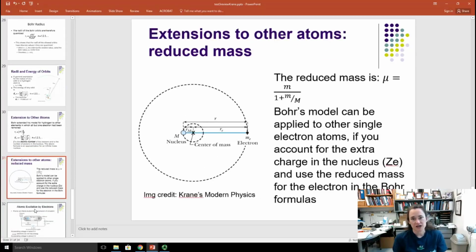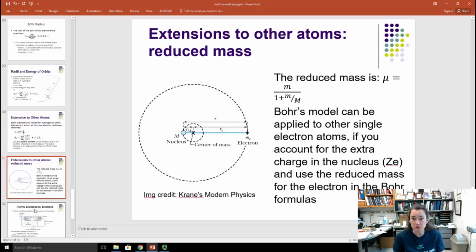You can also extend it to other atoms and refine your values of the energy and the radii by calculating what's known as the reduced mass. And this idea says that if you have a nucleus and an electron, if you're being technical about it, it's not really the electron orbiting the nucleus. In fact, both the electron and the nucleus are orbiting their center of mass. So this is a small correction for most elements, and that's because the nuclear mass is so large compared to the electron mass that the center of mass and the nucleus are super close together. So the correction is small.